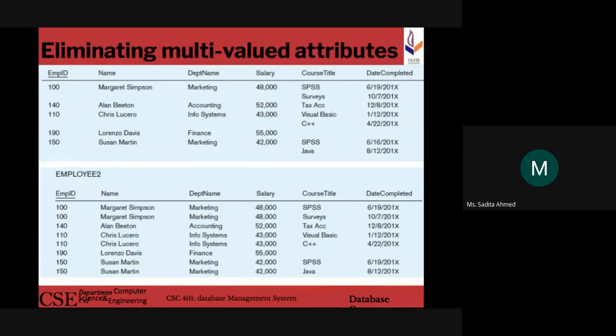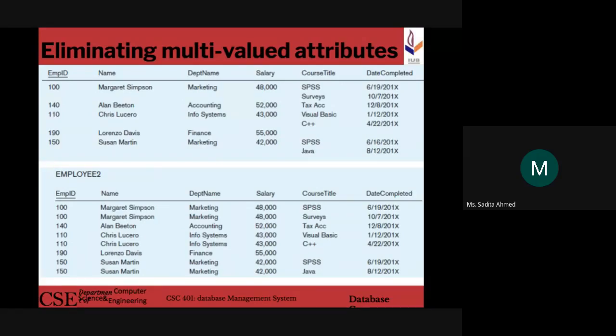Something like that we call a deletion anomaly. That's an anomaly. That shouldn't happen, right? There is, in fact, a course that is offered called surveys. Maybe none of the employees in a certain organization have done that course, but the course is still there. But we lose that information just because we are deleting Margaret Simpson's data. That shouldn't be the case. Employee data delete করলে course information আমি কেন lose করব? That shouldn't be the case.